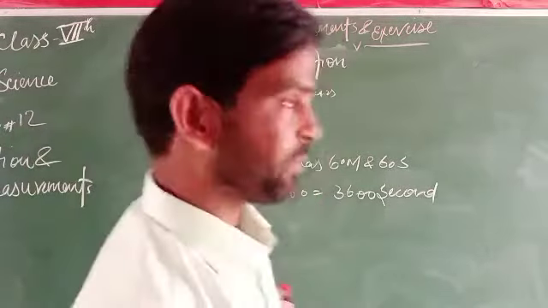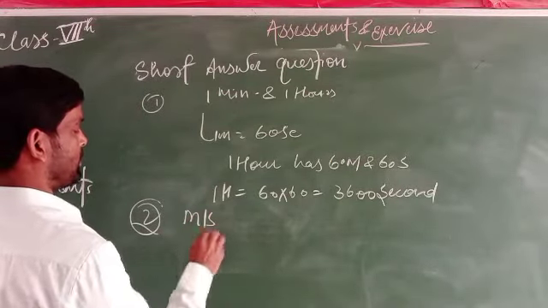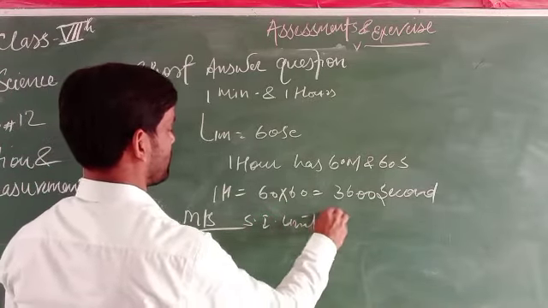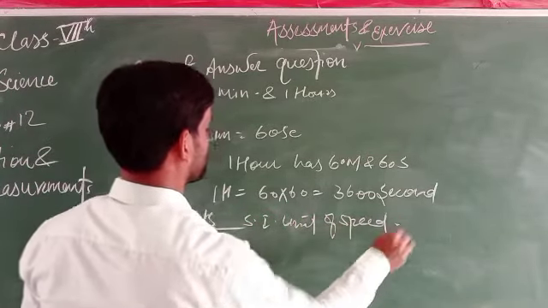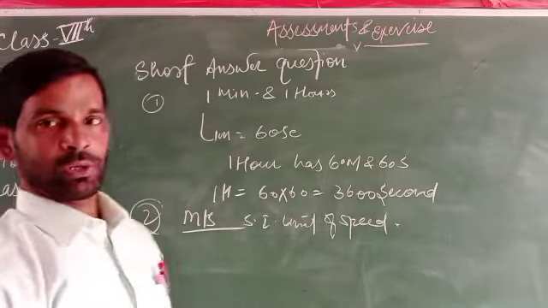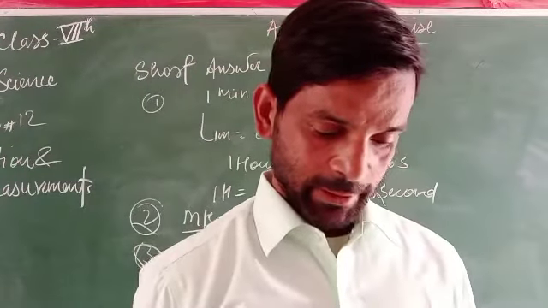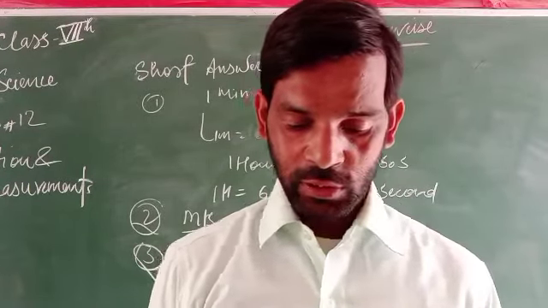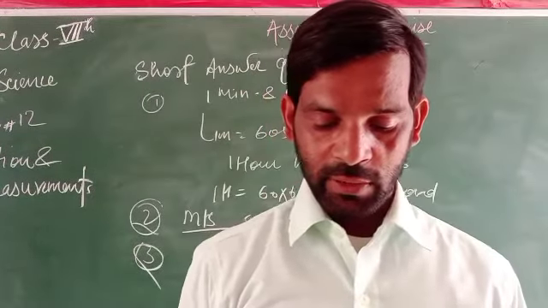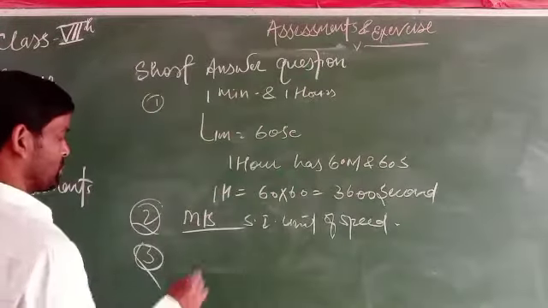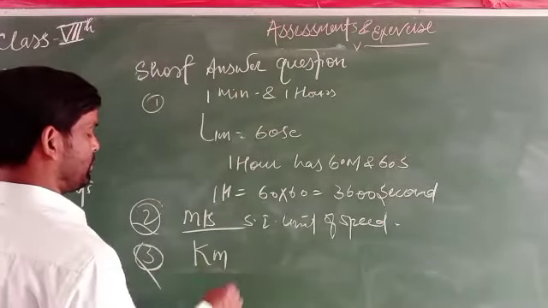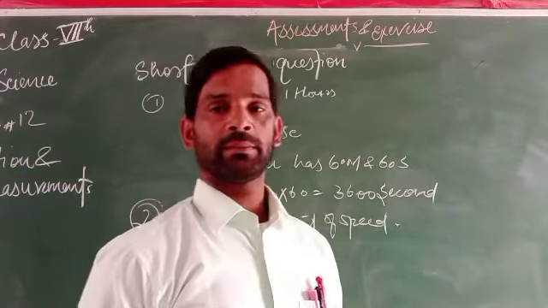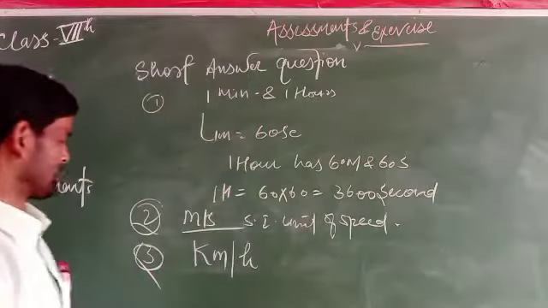Answer number 2. What is the SI unit of speed? Meter per second is the SI unit of speed. Question number 3: if the distance traveled is measured in kilometers and time is measured in hours, what is the unit of speed? In that case the unit of speed will be kilometer per hour.